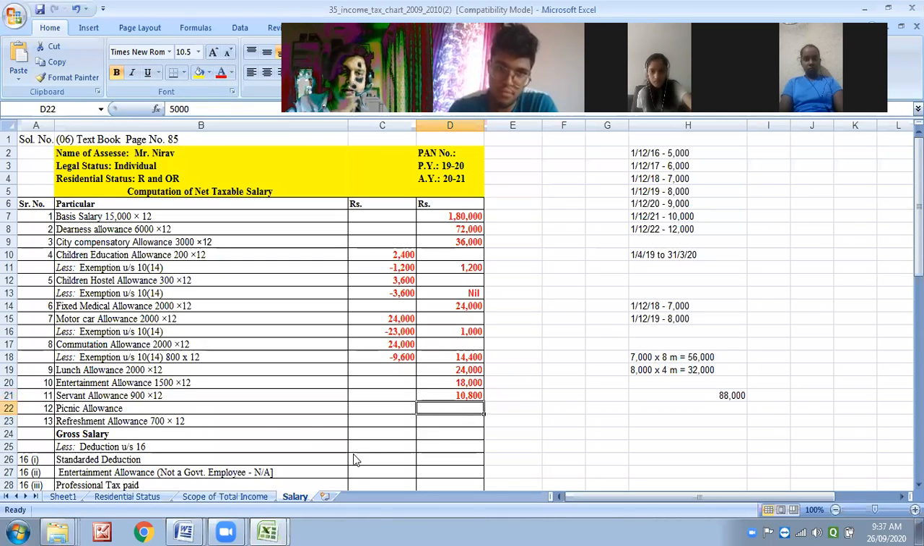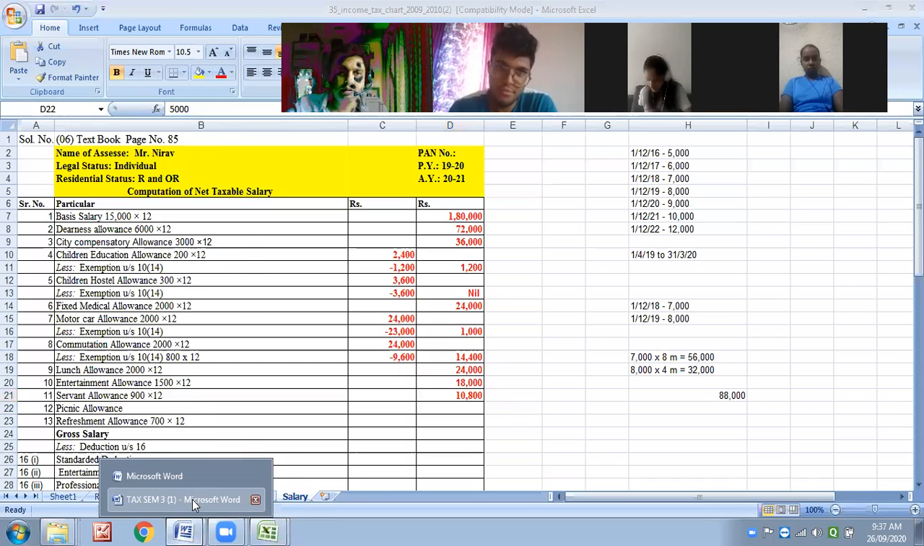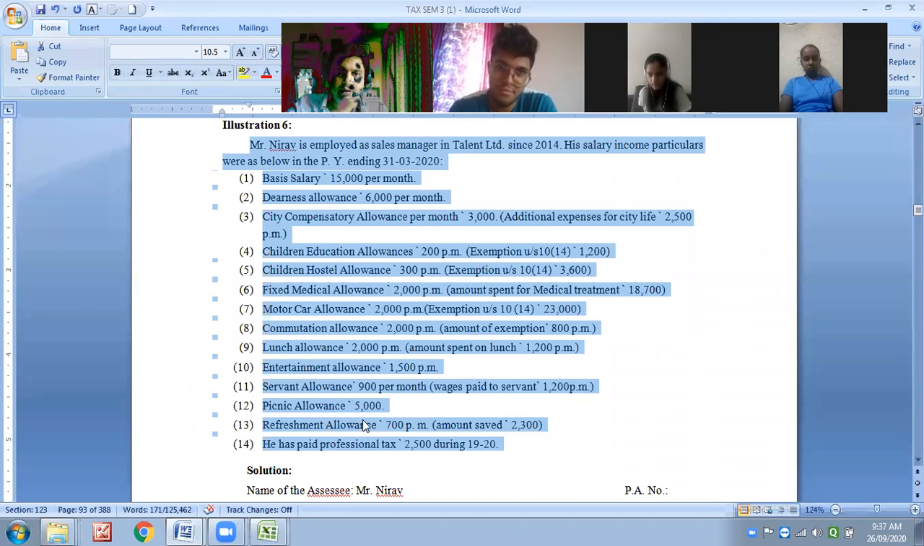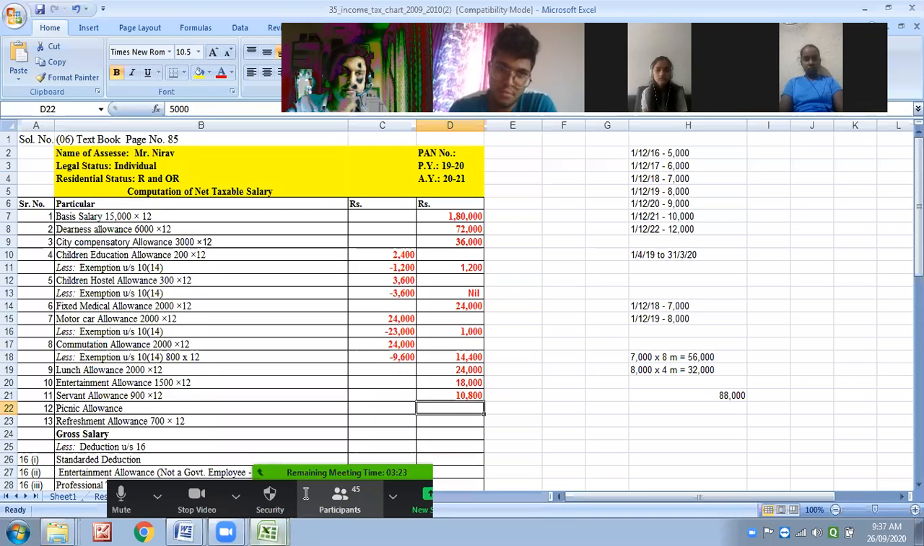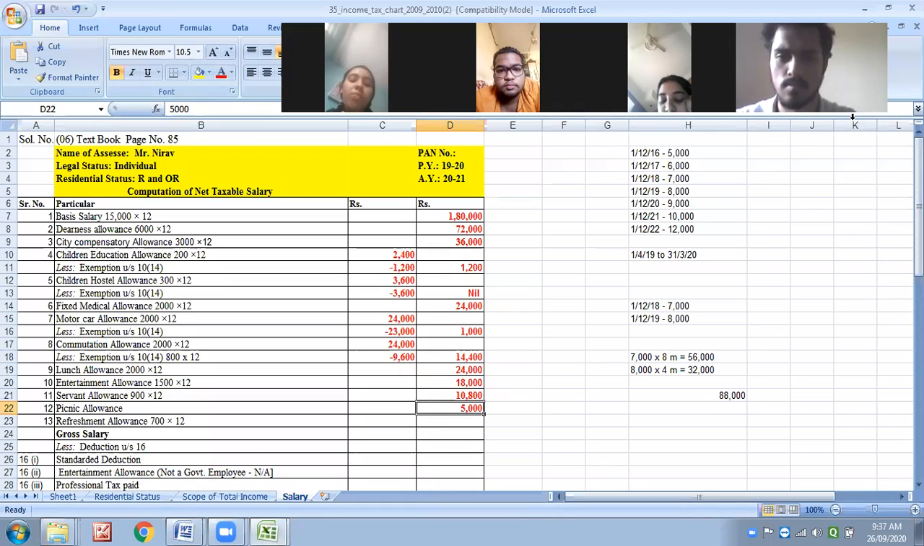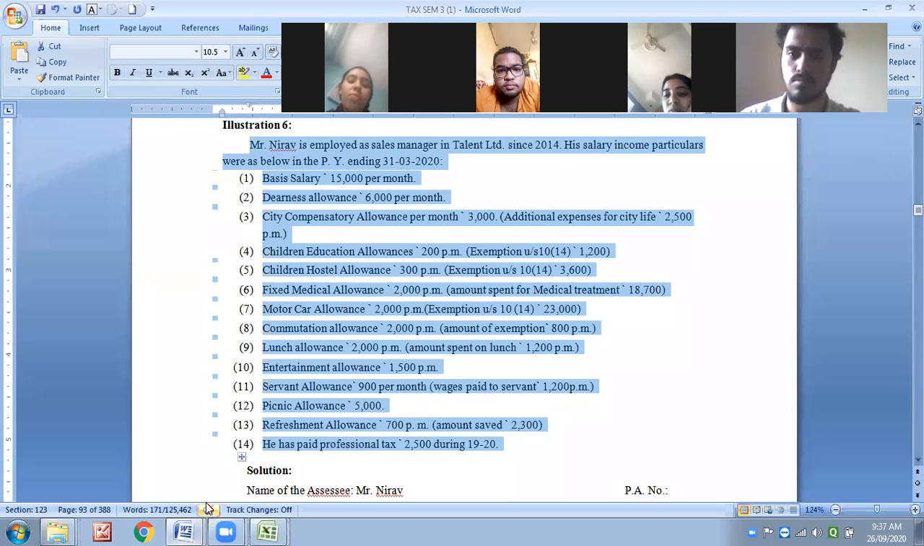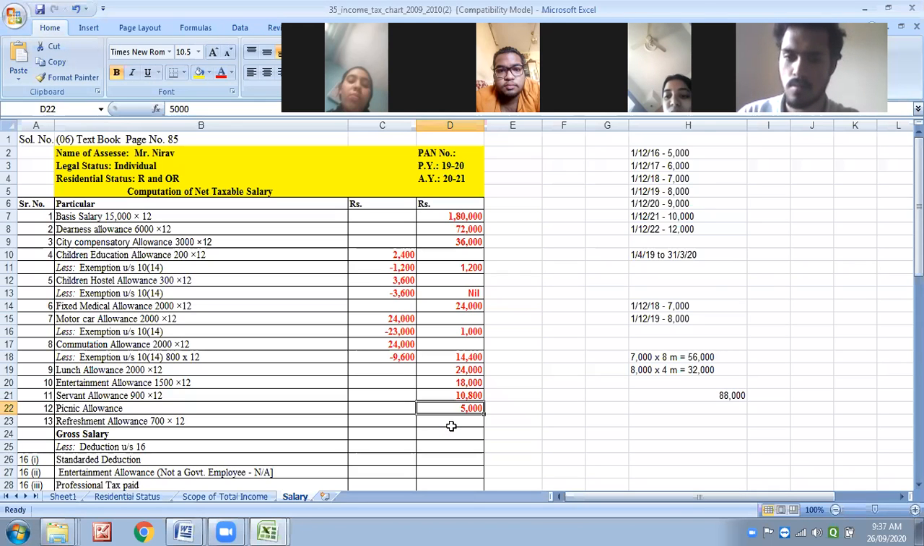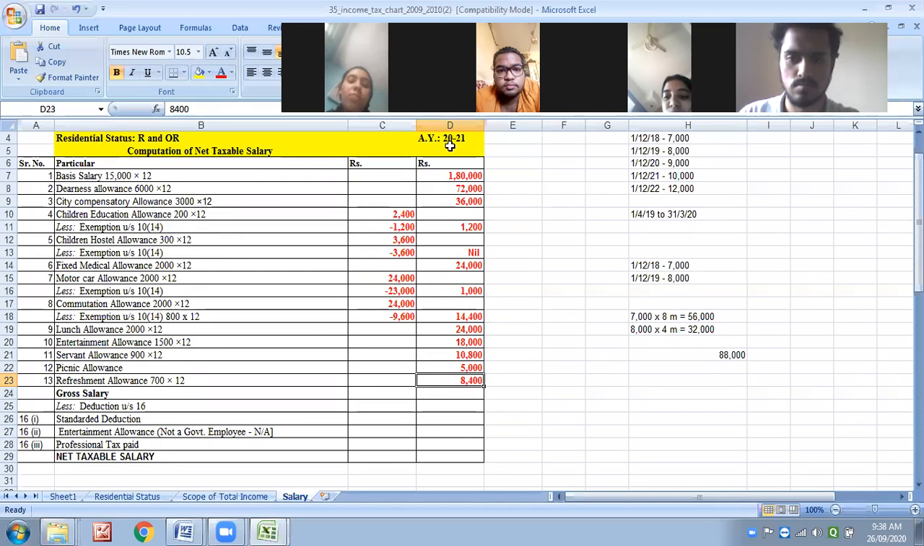Picnic allowance. Directly they have given picnic amount, so I will not take per month, I will go for per annum. Ad hoc amount, 5,000. Absolutely right. Superb. Next and last, refreshment allowance, 700 per month. Yes, 8,400. So what did I get after adding all this? What will be the value? Tell me that.